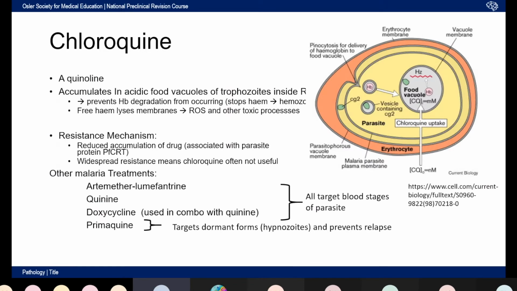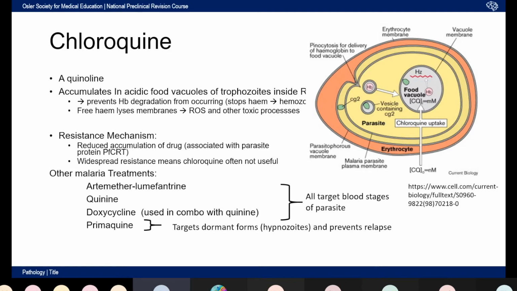So chloroquine is one of the antimalarial drugs that is used. And so this drug is a quinoline, and it accumulates in the acidic food vacuoles of the trophozoites, I hope that's the right way to say it, inside red blood cells. And then it prevents hemoglobin degradation from occurring. So the malaria parasite normally uses the heme as a source of amino acids, and it needs it for a food source. But heme is also toxic. So normally the malaria parasite would sequester heme in a biocrystallization process and form a large insoluble crystal called hemozoin. But the drug chloroquine stops this from happening.